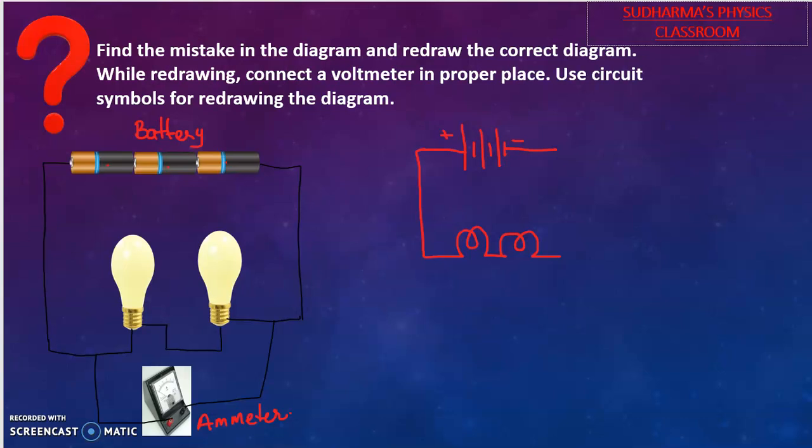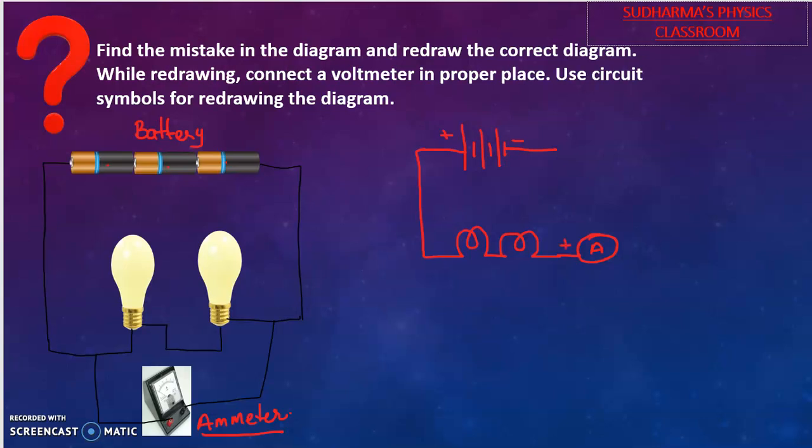Now they're asking us, what is the mistake in this diagram? Did you find out the mistake in the diagram? Yes, it is the ammeter, right? The ammeter has to be connected in series to the circuit. So I am going to connect the ammeter in series. This is how we connect the ammeter in series.